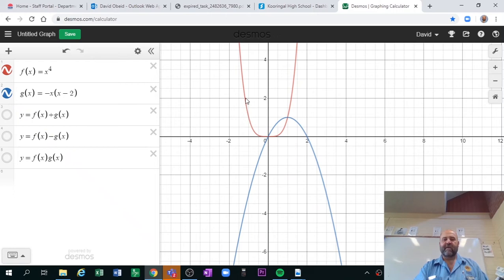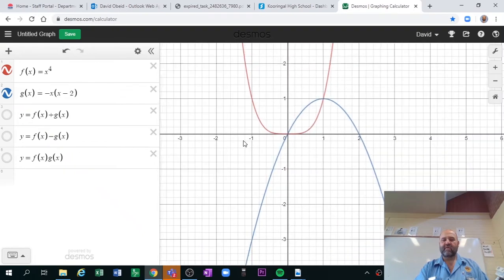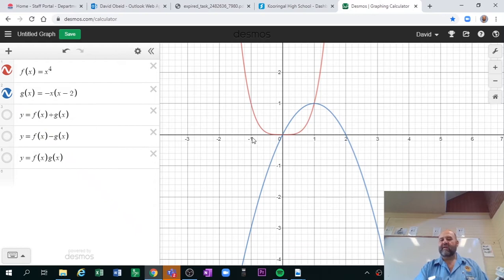So have a look here. Let me zoom in just a tiny bit. Okay, so at x equals -1, f of x has a y value, or an ordinate, of 1. At x equals -1, g of x has an ordinate of -3. Now we want to find out where these have the same, or at least the same absolute value of the ordinates, because that's going to be a turning point on our curve.